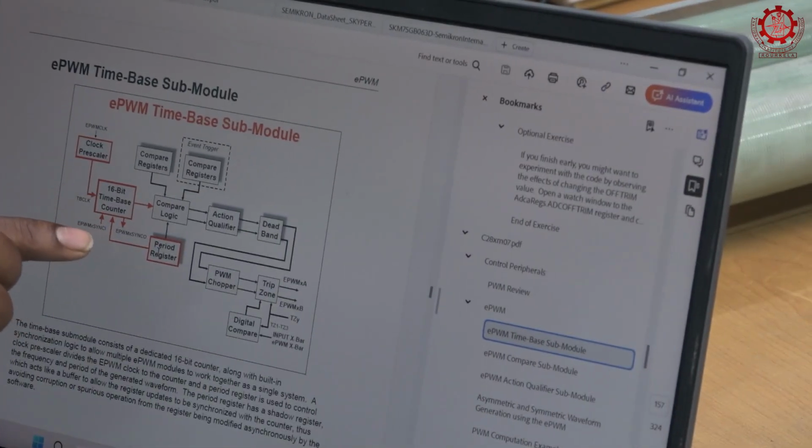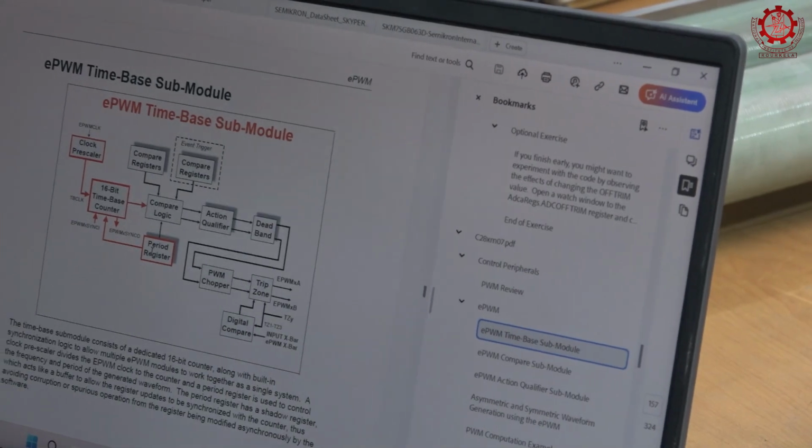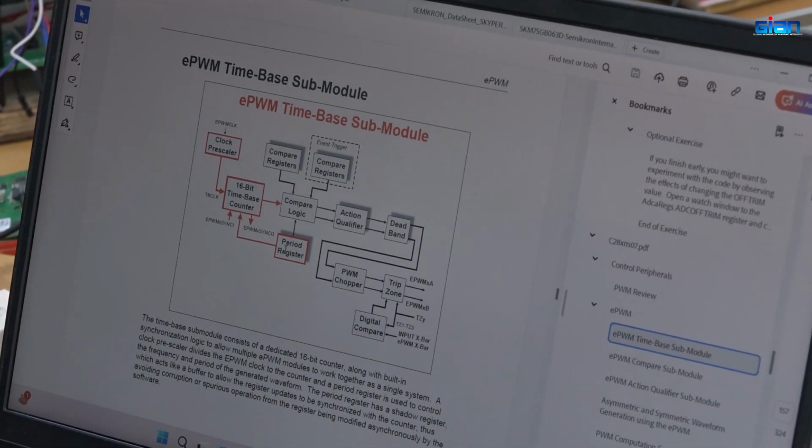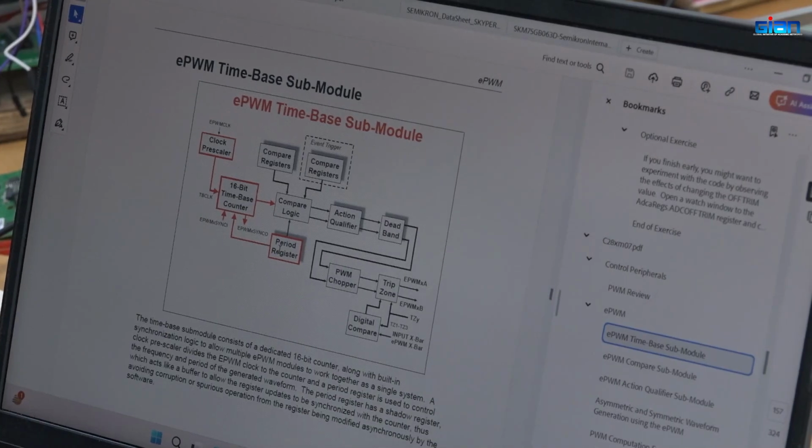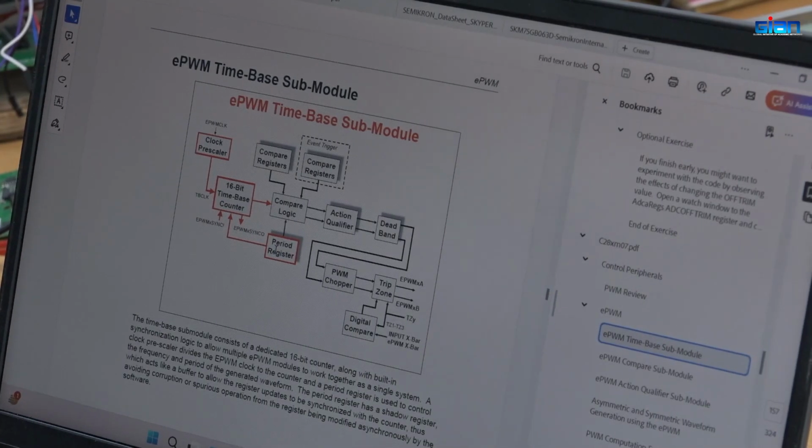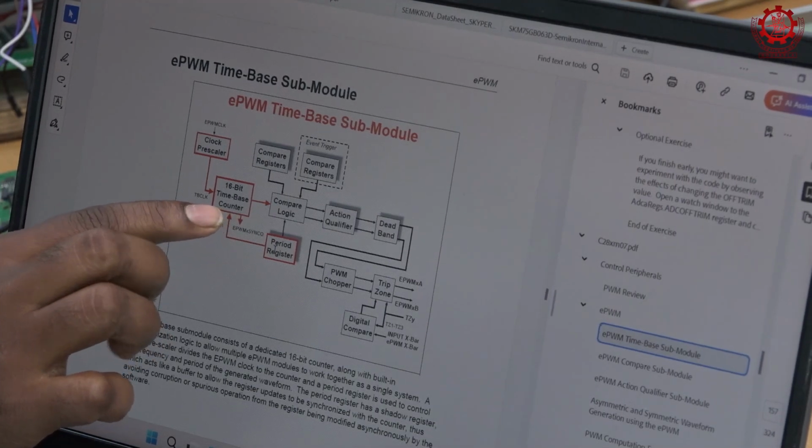After that it is going to the time base counter. This counter determines till what count it should go. That is important, because we should not go for infinity. We should have a proper limit till what count it should count. So this is a 16-bit time counter.